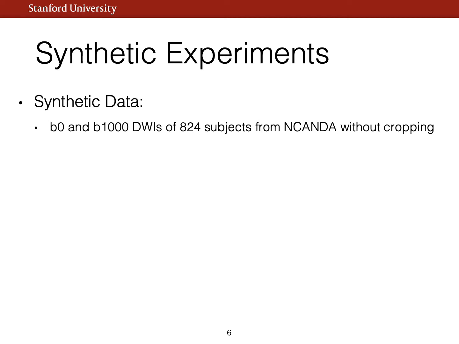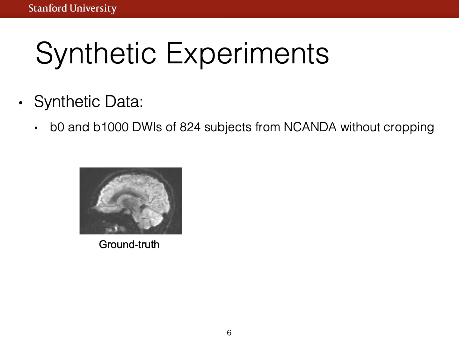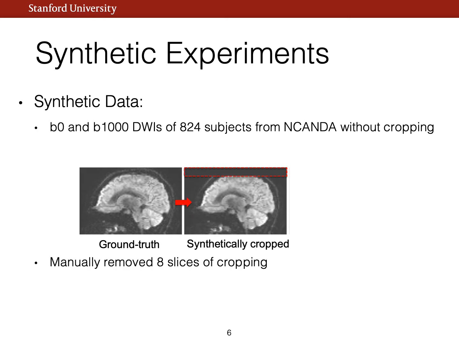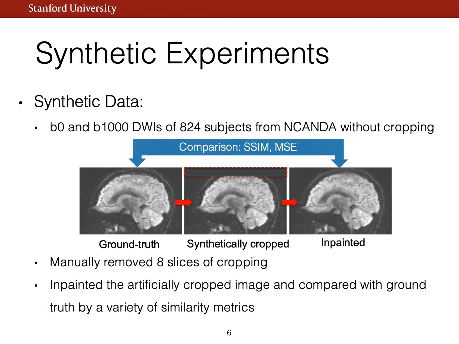To validate this model, we first performed synthetic experiments that used the diffusion-weighted images of 824 subjects from the INCANDA study without cropping artifacts. We synthetically cropped each image by removing the top 8 slices of the image, and then we applied the model to get an inpainted version of the image and compare it to the original full image, which is regarded as the ground truth. We compared a variety of similarity metrics among our proposed model and baselines, including the regular VQ-VAE, UNet, and VAE GAN.